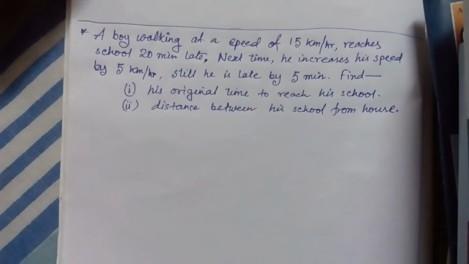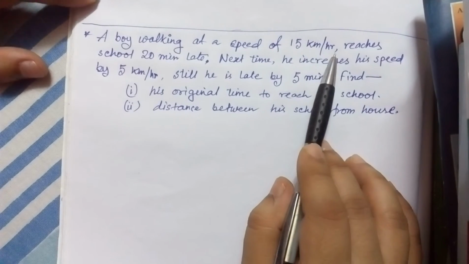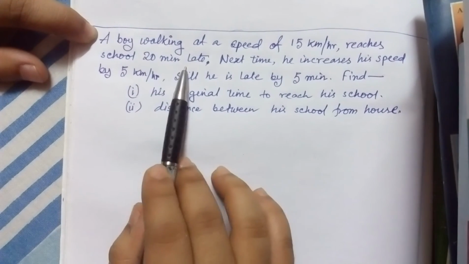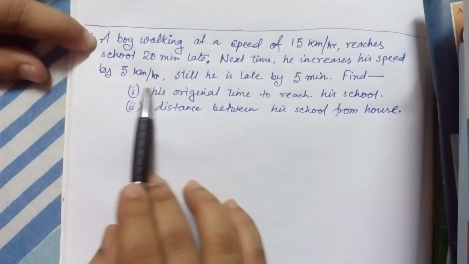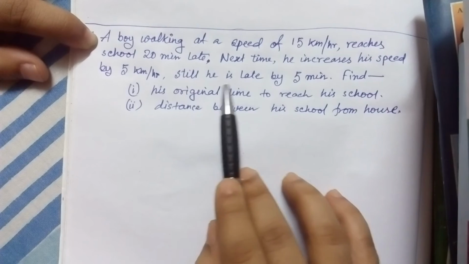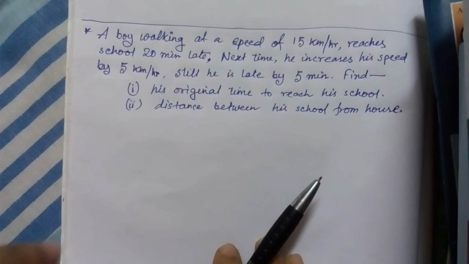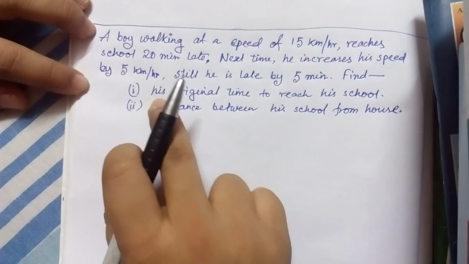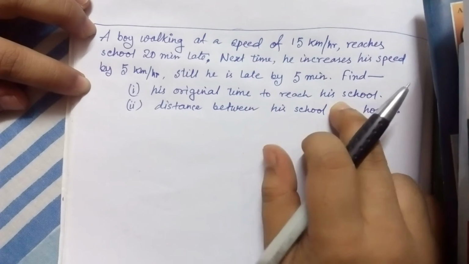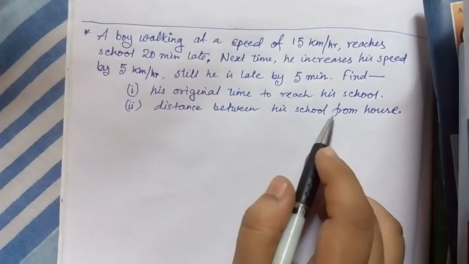The next question tells, a boy walking at a speed of 15 km per hour reaches school 20 minutes late. Next time he increases his speed by 5 km per hour. Still he is late by 5 minutes. Now there will be two conditions in these questions, and we need to find his original time to reach his school and the distance between his school and house.